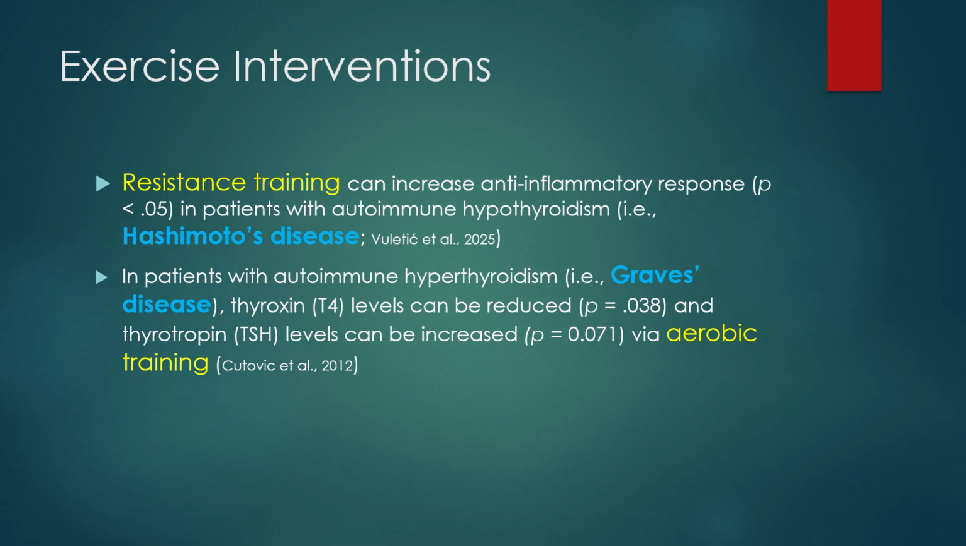As far as exercise interventions go, resistance training has been observed to increase the anti-inflammatory response of patients with Hashimoto's disease, which is generally considered autoimmune hypothyroidism. And then in patients with autoimmune hyperthyroidism, otherwise known as Graves' disease, T4 levels can be reduced by aerobic training, and thyrotropin levels can be increased.